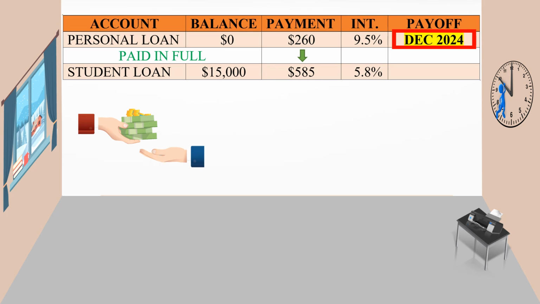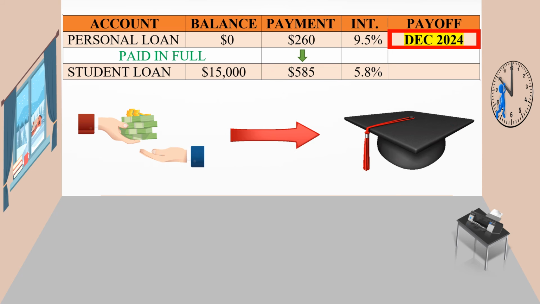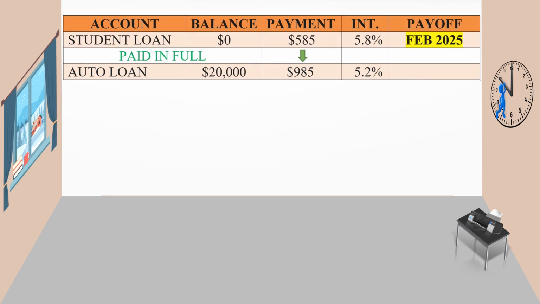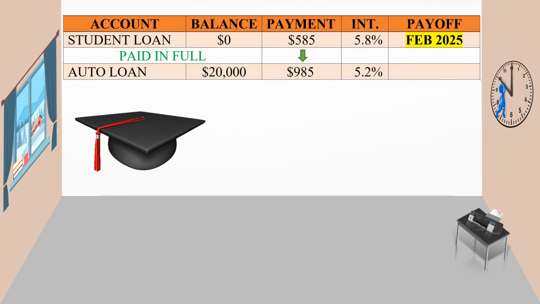They knew that once the personal loan was paid in full, the minimum payment would be transferred to the next highest interest rate account, which is the student loan. The minimum monthly payment for the student loan is $325, but with the personal loan payment being transferred, it is now $585. The planning for the Avalanche method is more than halfway through. They were delighted to see that the student loan would be paid in full by February 2025. That was only 2 months after the personal loan was paid in full.